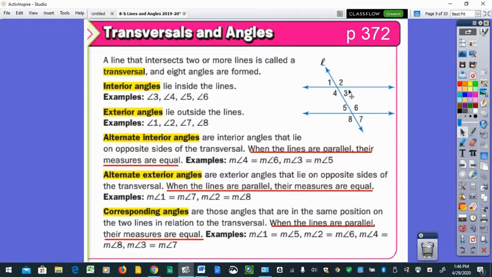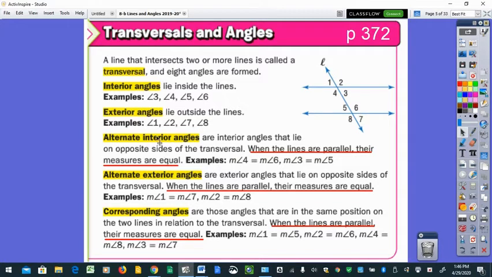So let's look at our interior angles. We're only looking at 3, 4, 5, and 6. And if we were going to name a pair, a duo of two angles that are alternate interior, first of all, we can only look at 3, 4, 5, and 6 because they're the only interior angles. And when we say alternate, we want one on the right and one on the left. So 3 and 5 would be a pair of alternate interior angles. So would 4 and 6. And those are the only pairs of alternate interior angles in this picture.